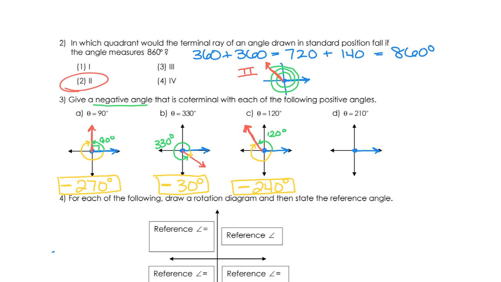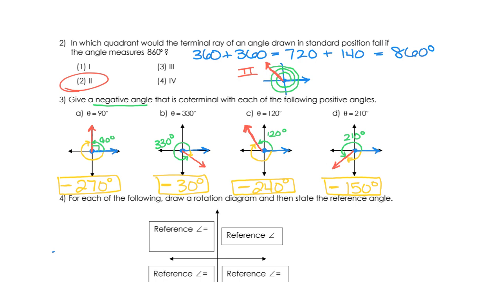Okay. Next one, 210. So up is 90, across there is 180, down is 270. So somewhere in here, that if I go up and around, this would be 210 degrees. I want a negative angle, so I have to go down and around to meet it. So it would be negative 360, take away 210 is 150 degrees. And there they are. So that's coterminal.